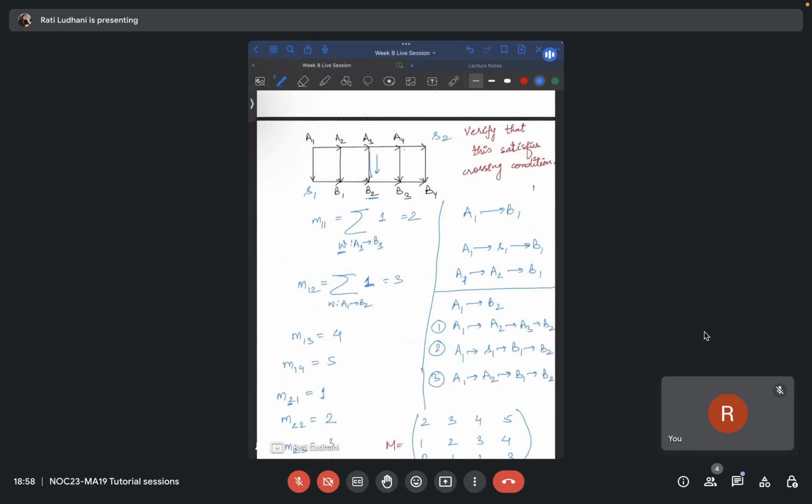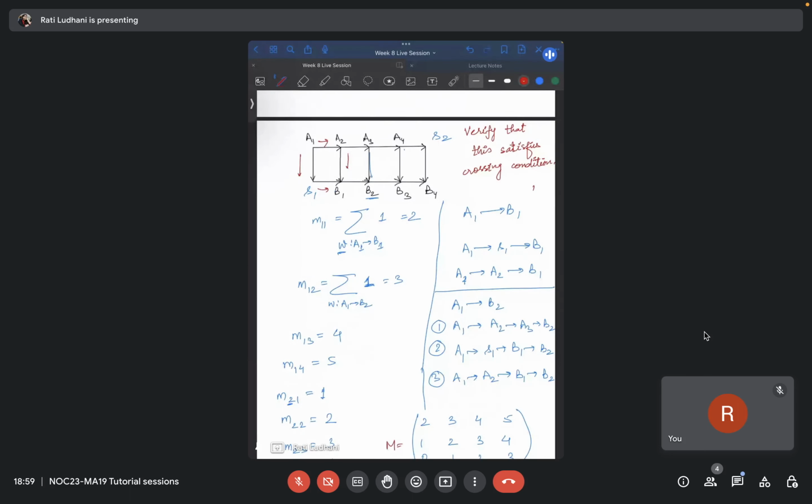Okay, now let's see what do you have. So A1 to B1. So firstly, it should not cross with A2 to B2. So from A1 to B1, how many paths are there? You have this or this, right?